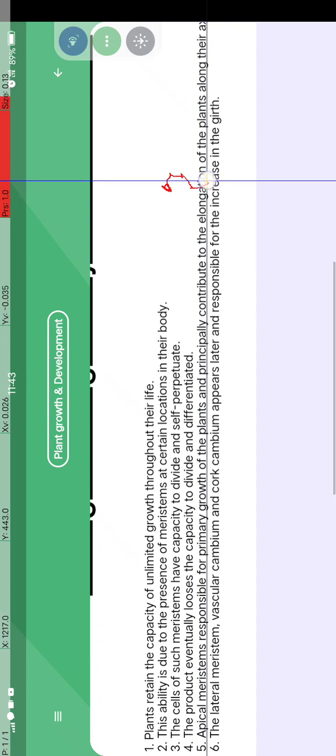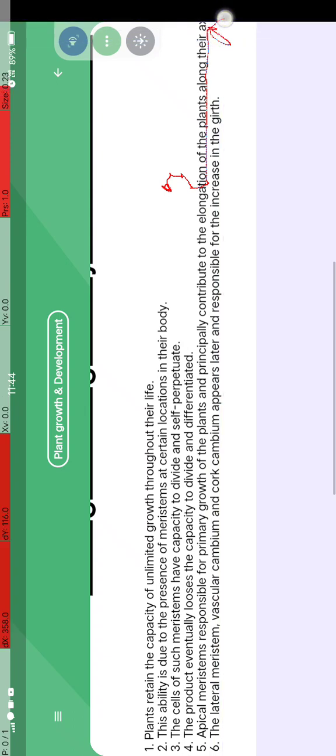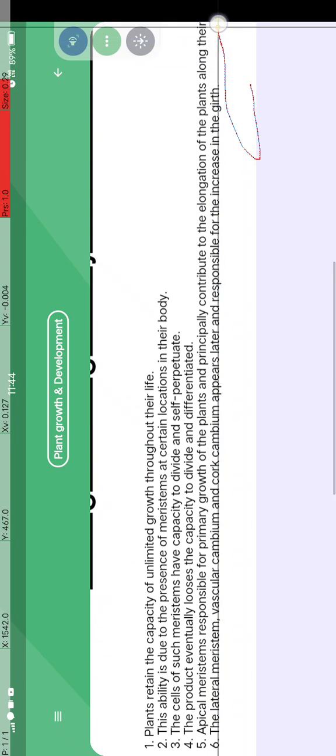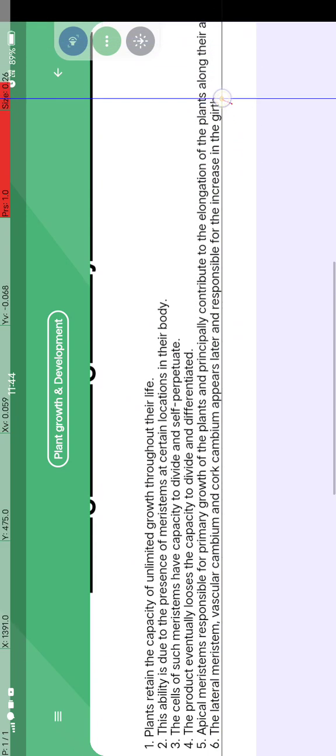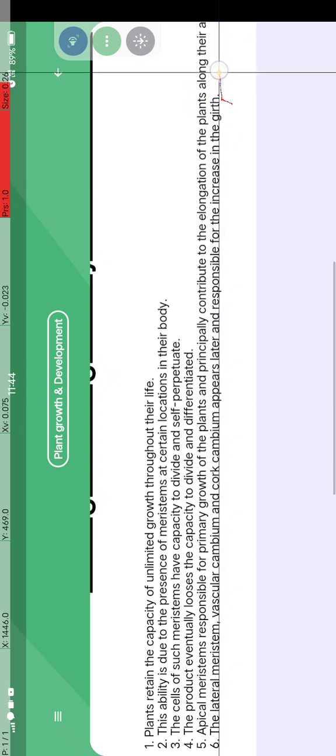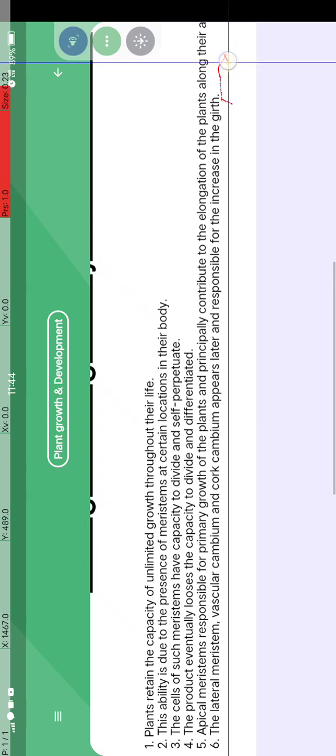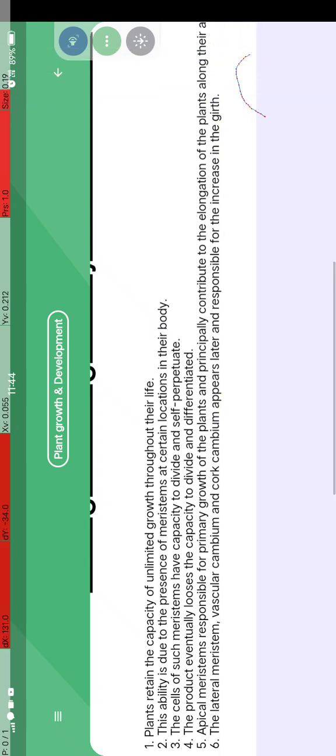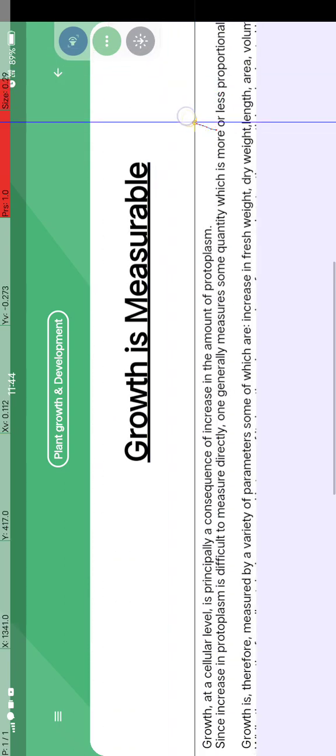And apical meristem is responsible for the primary growth of the plants and principally contributes to the elongation of the plants along their axis, okay. The lateral meristems, the vascular cambium and the cork cambium, appear later and are responsible for the increase in girth. Okay, growth is measurable.